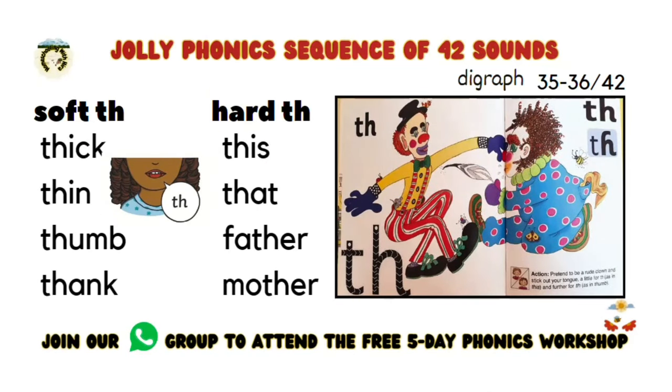Next we have the digraph TH, which has two sounds. TH can be a soft TH sound and a hard TH sound. To say this sound, you need to hold your tongue in between your teeth and push out the air. Th, th, th. Soft th doesn't need your sound box. It's simply th, ick, thick, thin, thumb, thank.